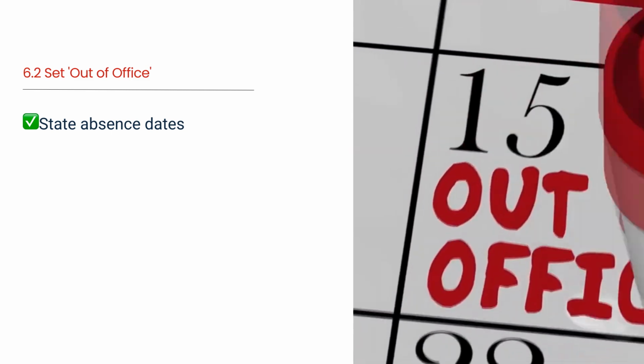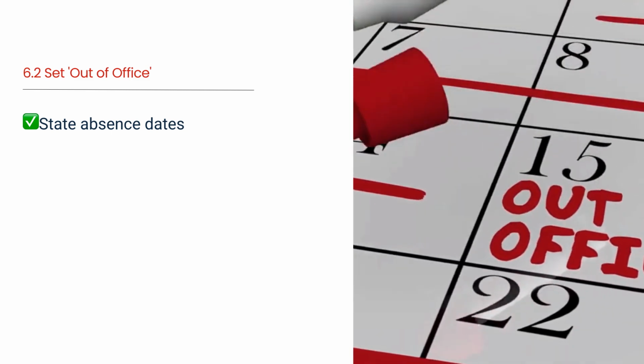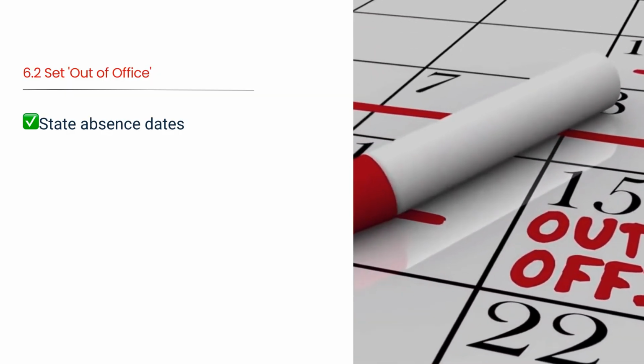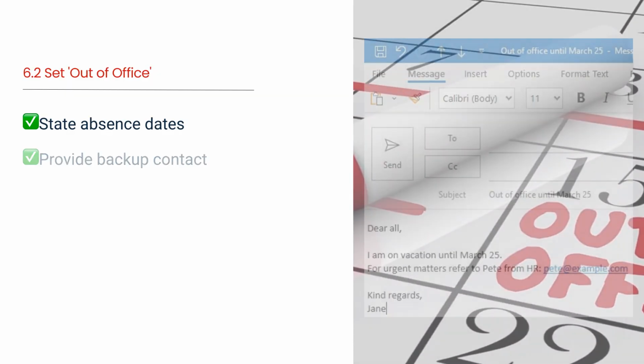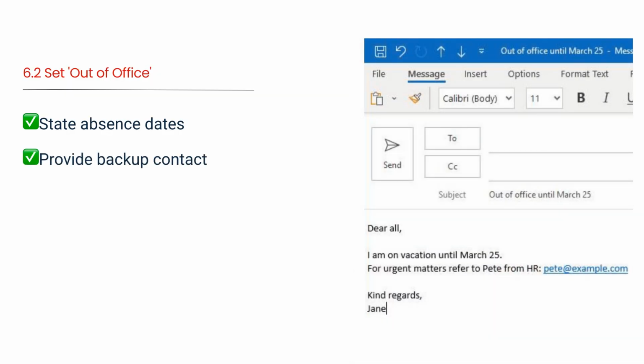Set out of office. When you go on leave, silence can be misinterpreted as negligence. To prevent this, simply state your absence date so people know exactly when you return. You should also provide backup contact details, directing urgent matters to a colleague to keep the workflow moving. This simple courtesy helps you manage response expectations, ensuring no one thinks they are being ignored while you are away.